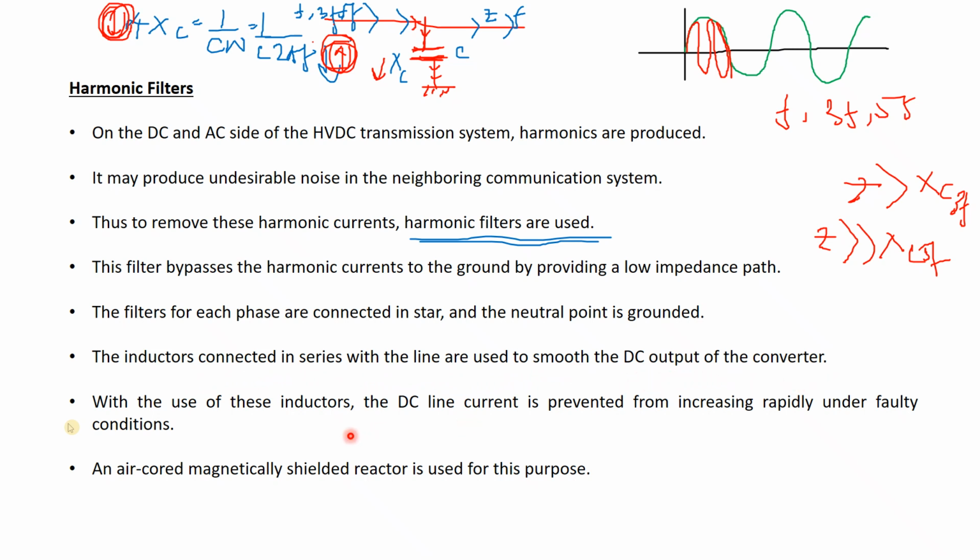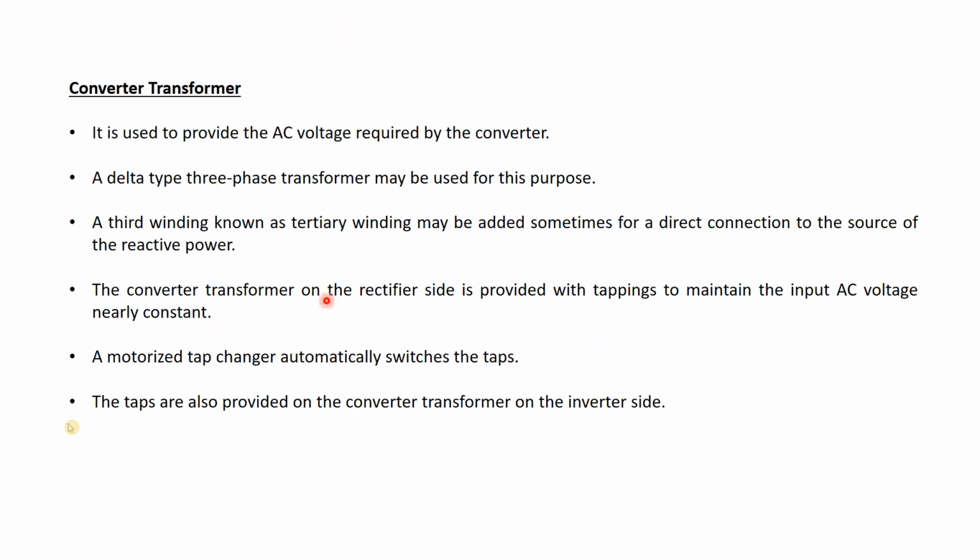So the inductors connected in series with the line are used to smooth the DC output of the converter. With the use of these inductors, the DC line current is prevented from increasing rapidly under faulty conditions, because this is generally the filter setup, the harmonic filters which you have studied. These are not being introduced once again, because it is considered that you have already gone through these harmonic filters in the power electronics syllabus.